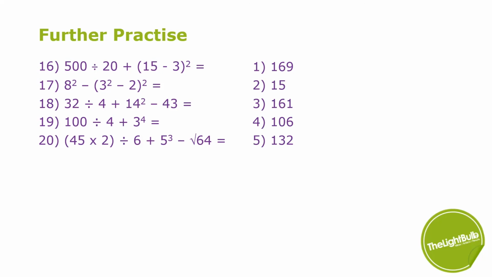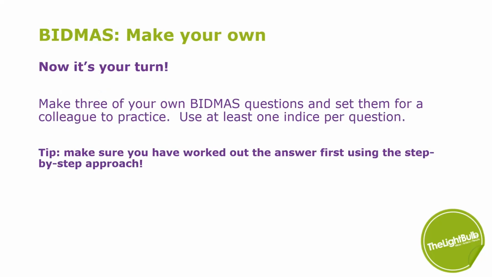Hopefully you found that really helpful, and certainly if you've got this far, you've done really well to hang in there with me. So what you could do now is have a go at making up some of your own BIDMAS questions. And if you've got a friend who's on the course perhaps, or somebody in your household or family who knows how to work through BIDMAS, then you could set them the questions that you make for a bit of a challenge. And I would say, try and use at least one indice per question. Make it a little bit complicated for them. But do, of course, make sure that you work out the answer for yourselves using the BIDMAS method.